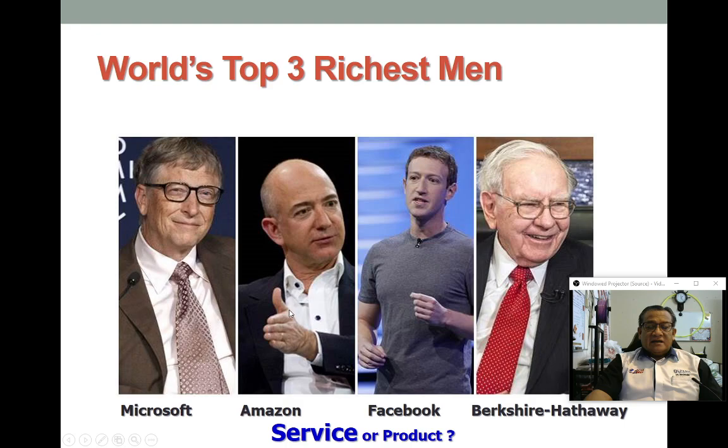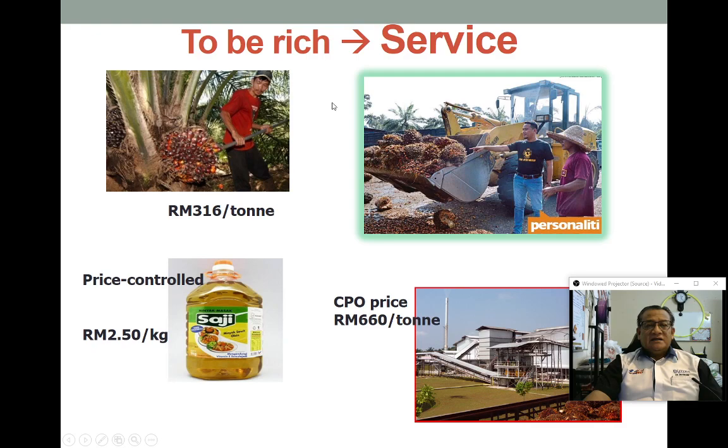Facebook is a value creation company. Berkshire Hathaway is an investment company. So these are all the top three or four rich people, and they are all service-based individuals. They focus their business on services instead of manufacturing products or goods. So in order to be rich, you have to consider that the richness or wealth of this world belongs to the service sector instead of physical goods.